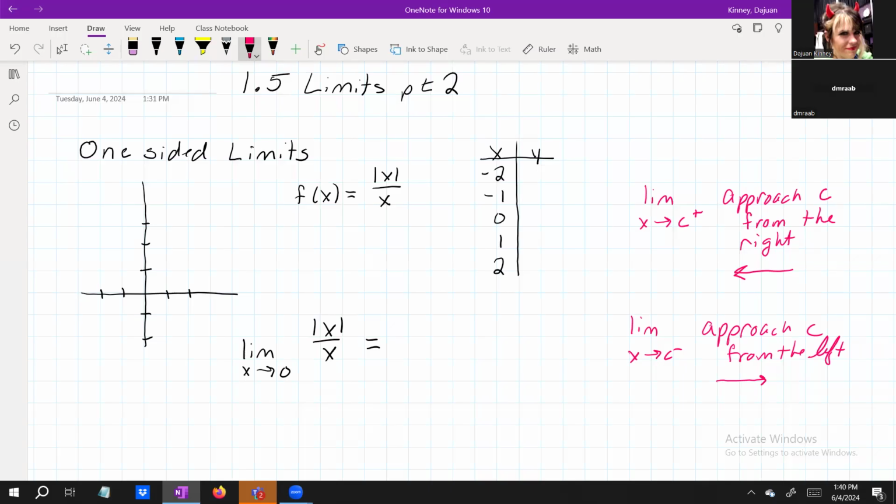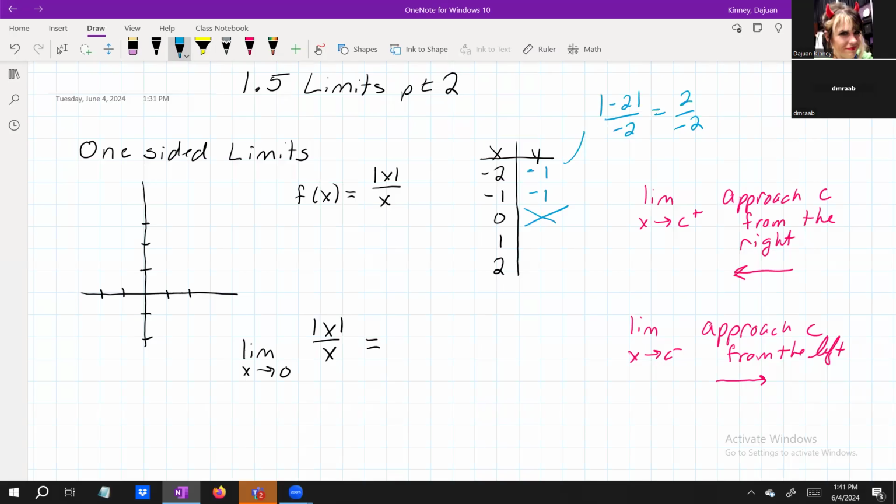So we're gonna look at this absolute value of x over x as x approaches 0 from either direction. So let's plug in our values. Remember, the absolute value of -2 is +2. So +2 over -2 is going to give me a -1. If I plug in -1, I also get -1 for the same reason. If I plug in 0, we break down.